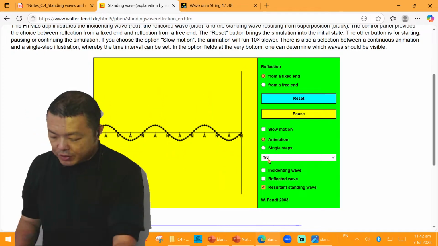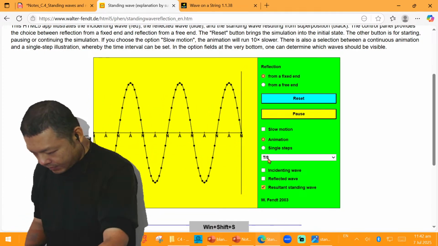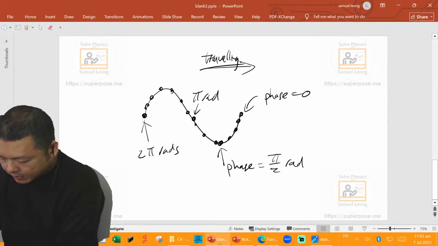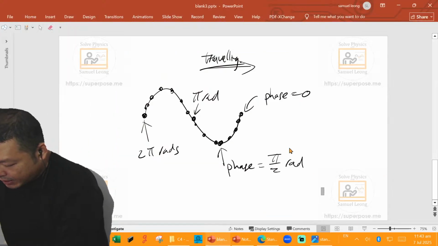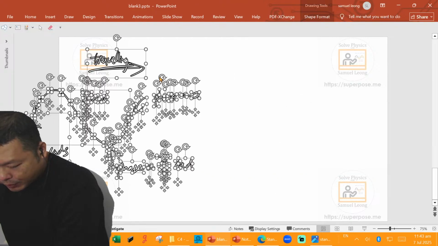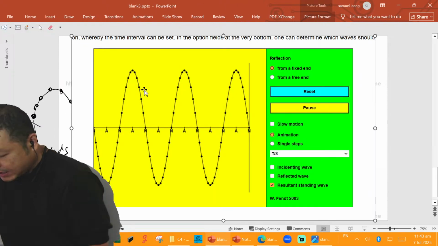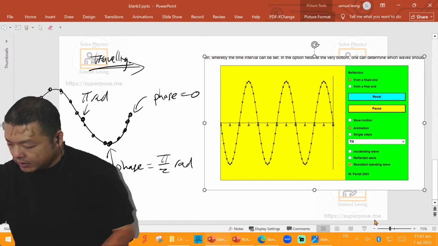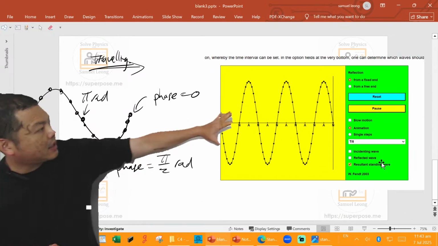I'm going to take a screenshot here, because I want to use this for a bit of my notes. So I'm going to show you this. This is the traveling wave. I'm going to move it to the side. I'm going to paste the standing waves on this side like this. And I'm going to color some of them.